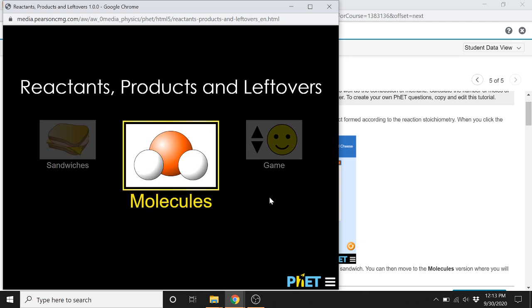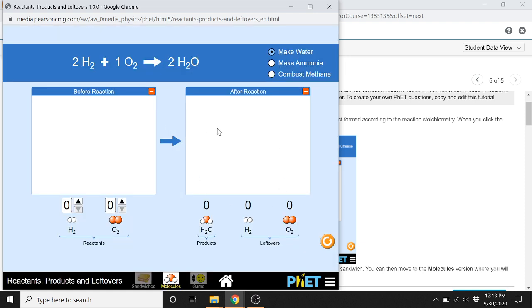Okay, so you got your molecules, you're doing that one. You enter in here, and I would just go ahead and put 5 of each, right? And see how before the reaction, you're mixing those 5 together of each, right? And after the reaction, you have one of the reactants left over. You didn't use it all. And so we call that a what?